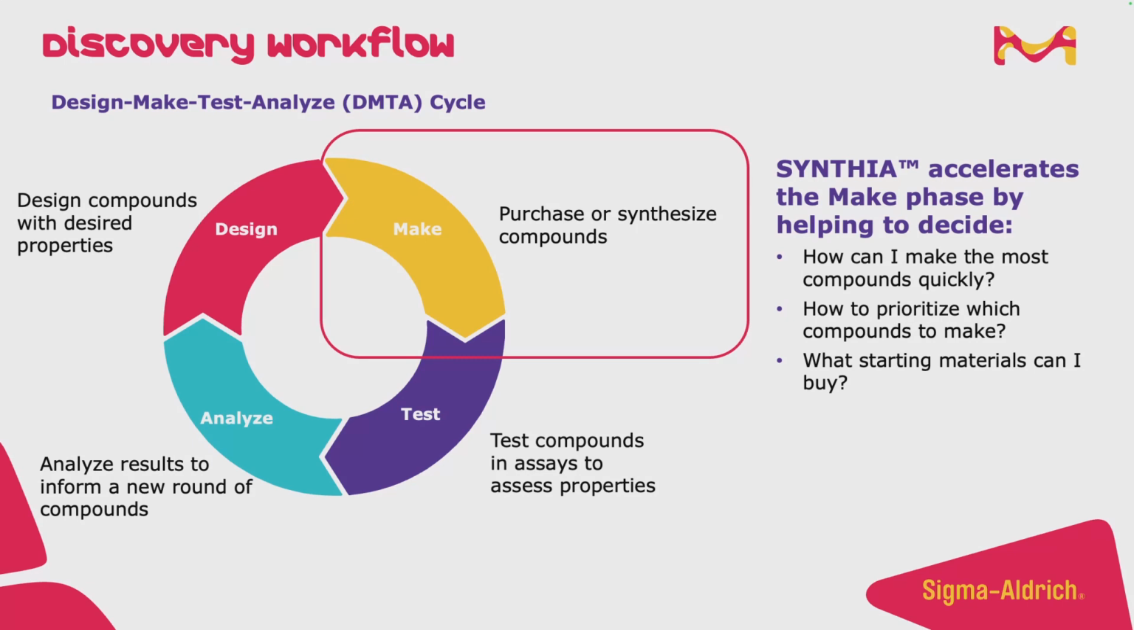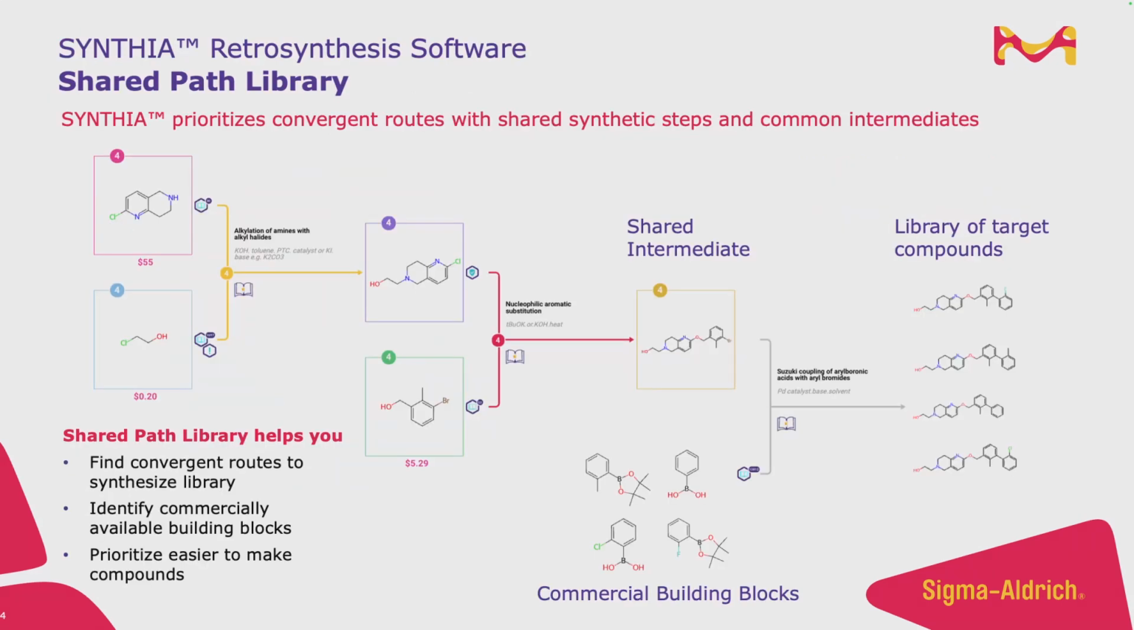So SYNTHIA can really accelerate the make portion of this by helping you to decide how can I make the most compounds quickly, maybe what compounds to prioritize making, and identifying what starting materials you can buy. And so we actually have a feature specifically designed for this that Ava mentioned called the shared path library. So now instead of looking at optimizing the route for a single target, we have a library of target compounds that we want to make, and SYNTHIA looks at how we can optimize the synthesis for the entire library. So it's going to prioritize convergent routes that have shared synthetic steps and common intermediates.